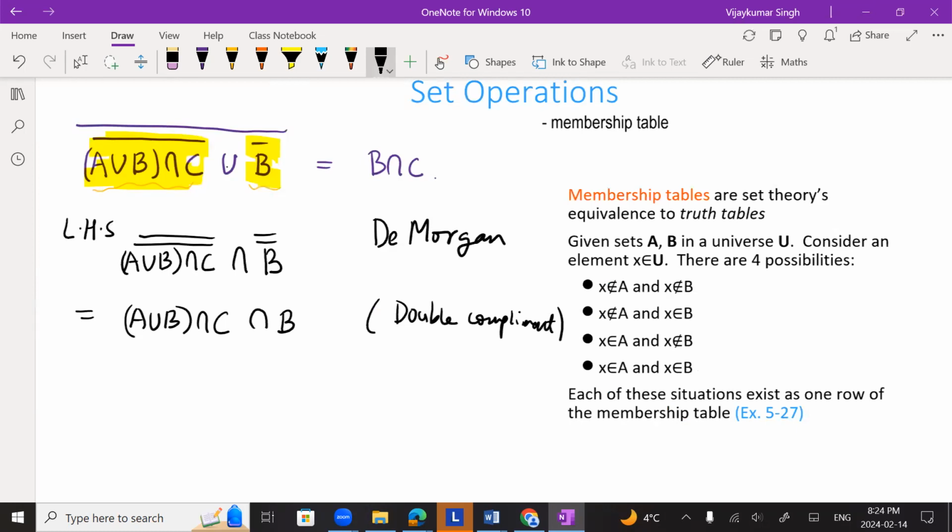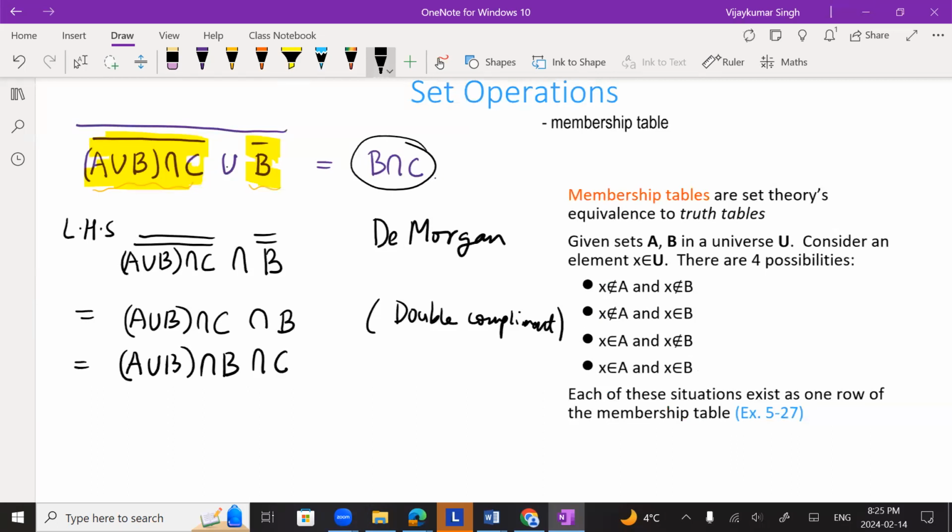Now we don't need to distribute yet. I mean, I can see that we can distribute, but if I distribute, then I will have A intersection C union B intersection C, and then I have again intersection with B, right? So what I'm going to do is switch B and C, because my hope is maybe it will work out, maybe not. My hope is that A union B intersection B simplifies somehow. So again, I'm going to write this as A union B intersection B intersection C.